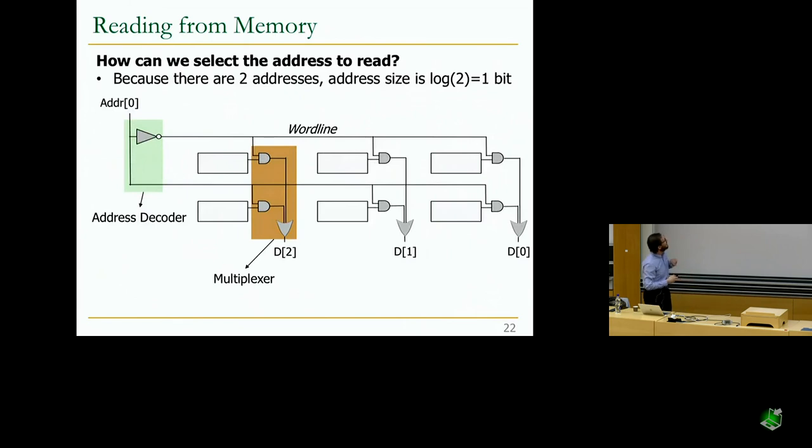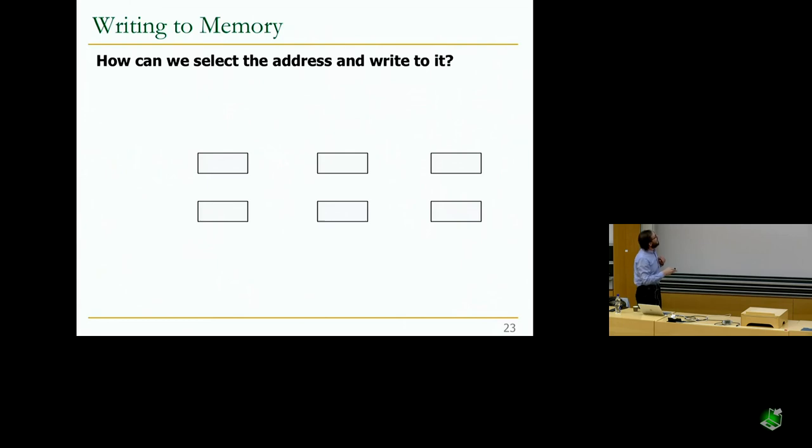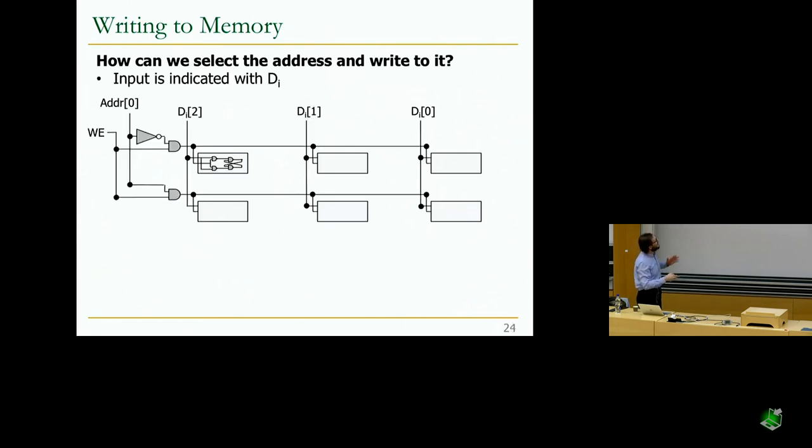But before we take a look at that, let's take a look at how we write to this memory in this structure. Again, we want to be able to write to only one address at a given time. How do we select the address and write to it? Basically, this is the circuitry. This is our registers again over here. This is our decoder, as you can see. And this is our write enable bit.